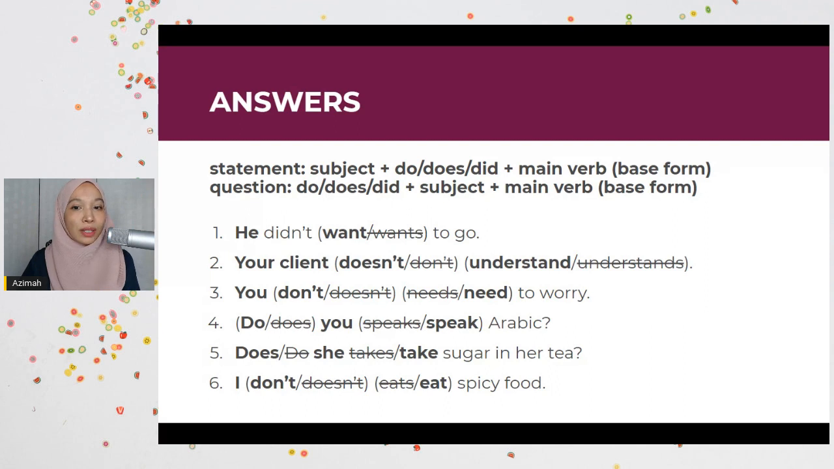He didn't want to go. He didn't want to go, not he didn't wants to go. Number 2, your client doesn't understand. So it's not your client don't understands. It should be your client, singular, doesn't, singular. You don't need to worry. So it's not you doesn't needs to worry. You don't need to worry.